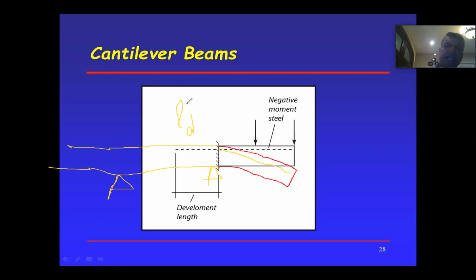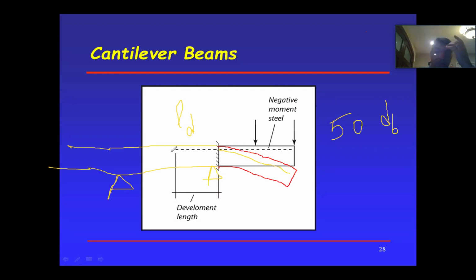We'll study it. As a rule of thumb, if you don't want to worry about equations and you want to be on the safe side, if you use 50 times the diameter of the bar, you will always be right. So you take the diameter of the bar. Let's say this bar is number 8. Diameter is 1 inch. You multiply by 50, that is 50 inches. So you extend the bar 50 inches into there.